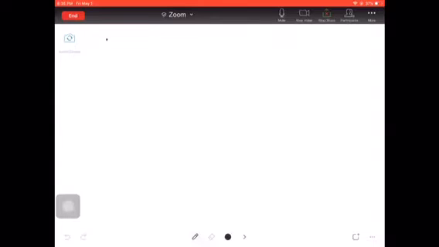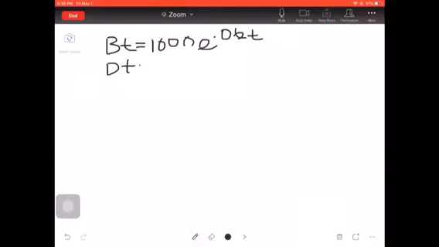So we are given two equations. The birth rate, b of t, which equals 1000 e^(.06t), and then the death rate, which is 250 e^(.1t). Thus, the rate of change equation can be surmised to be the birth rate minus the death rate.